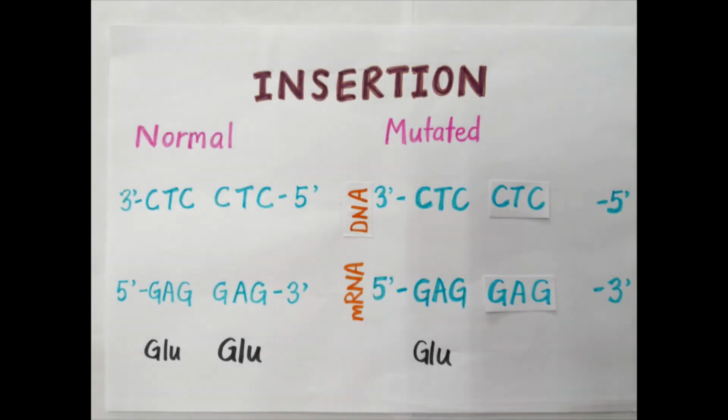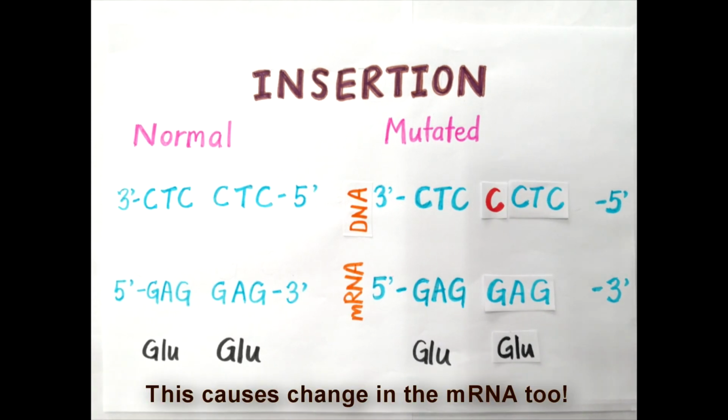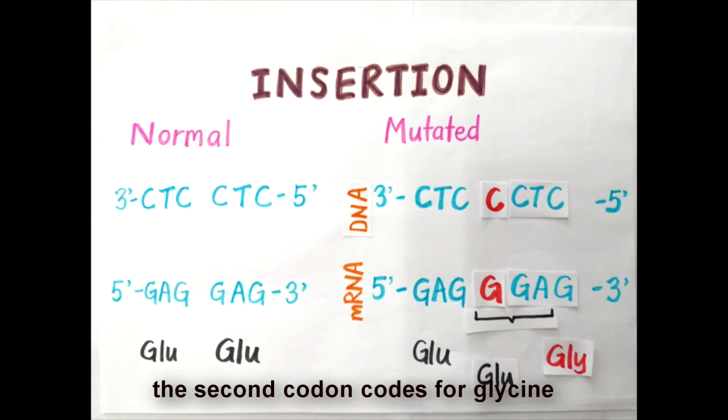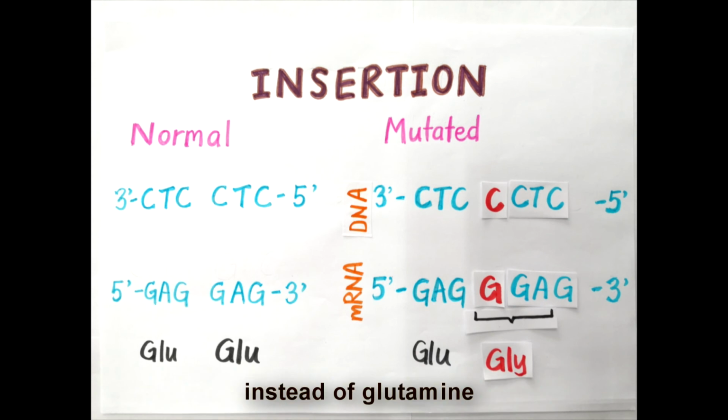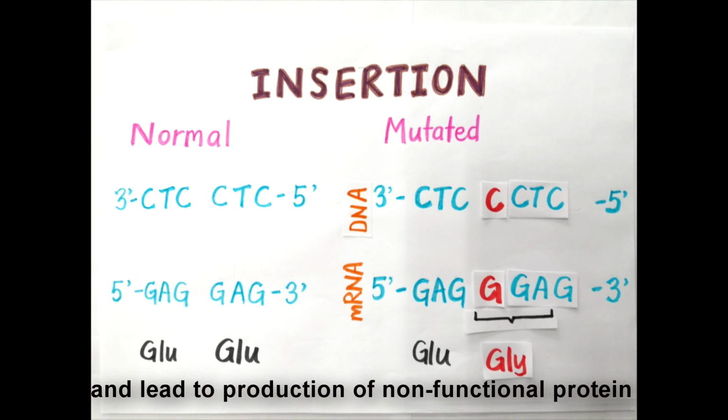As mutation occurs, one base is inserted into the DNA base sequence. This causes change in the mRNA too. As a result, the first codon codes for glutamine, the second codon codes for glycine instead of glutamine. The new polypeptide chain is different from the original and leads to the production of non-functional protein.